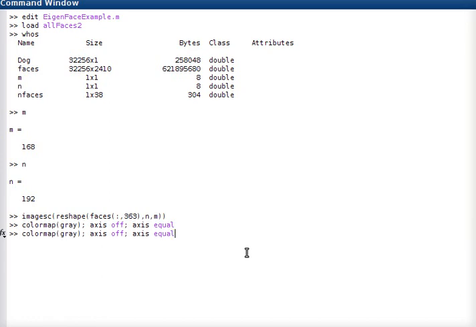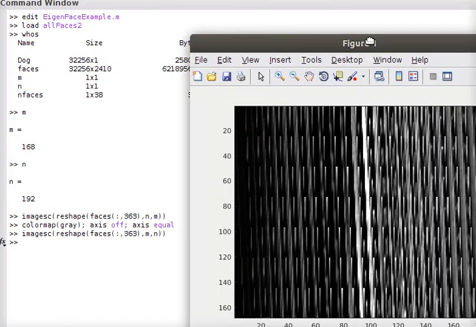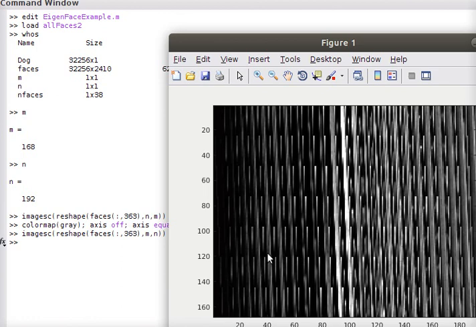Okay, so what happens if I get the M and the N mixed up? Let's find out. So you get something like that. If you see something like that in your figure, you know you got your width and your height mixed up. Okay, good. All right.